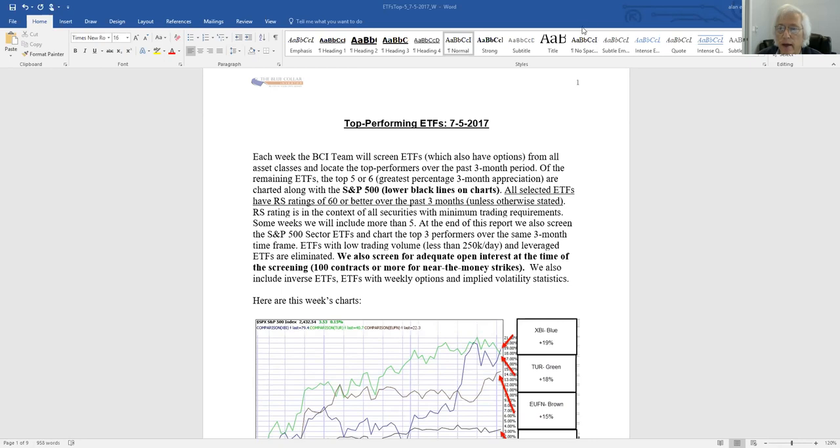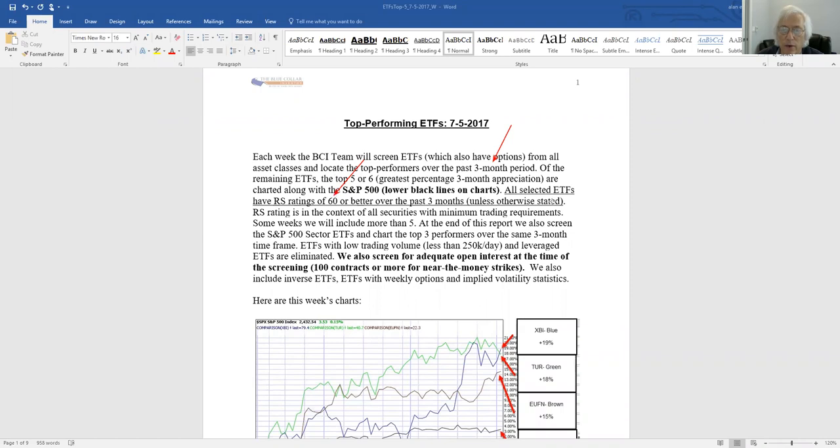If we take a look at the report on the screenshot here, you can see that we have the report dated 7/5/2017. If you take a look at the top paragraph, we explain the screening process involved. It's based on a three-month time frame, so we're looking at the performance of these exchange-traded funds over the past 3 months, and we compare them to that of the S&P 500. And we, of course, want them to be outperforming.